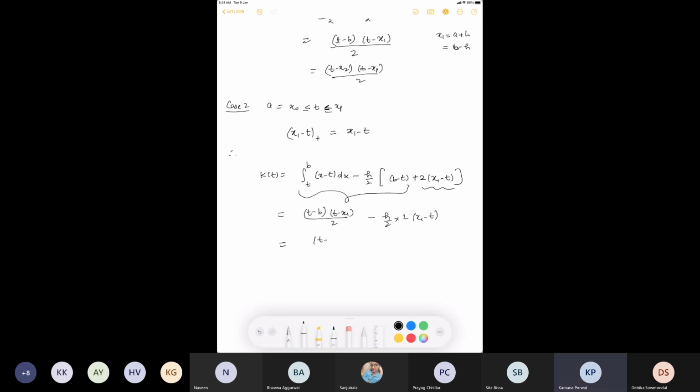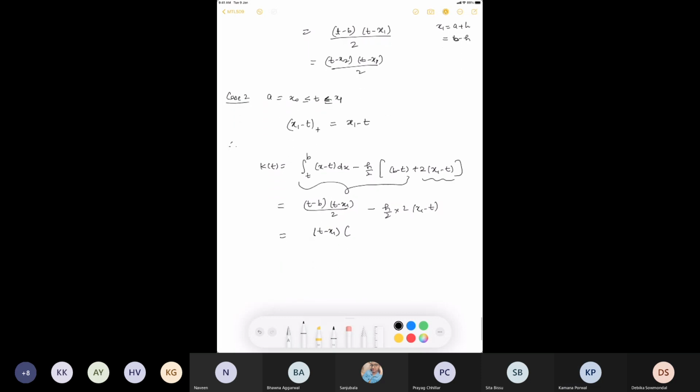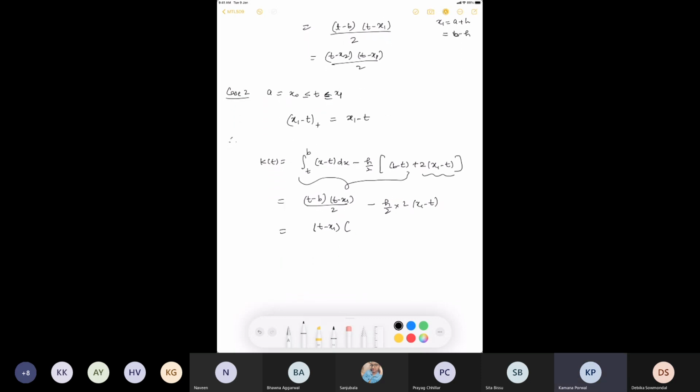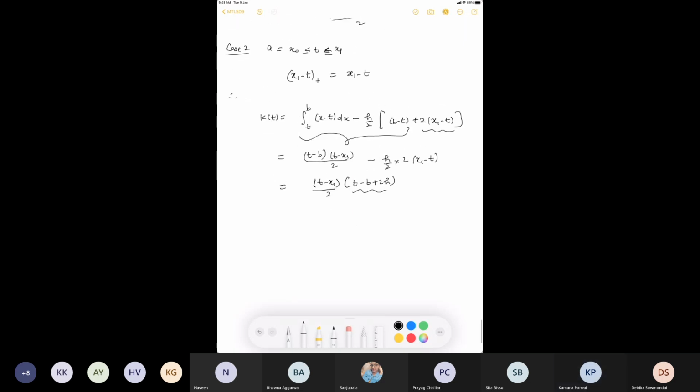Right, so I can just factor out t minus x1 here. So we will be left with... okay, we have a factor. So t minus x1 by 2 I can factor. So I will be left with t minus b and then plus 2h. Okay, and this is nothing but t minus a. So what we have got is t minus x1 and t minus x0 divided by 2.